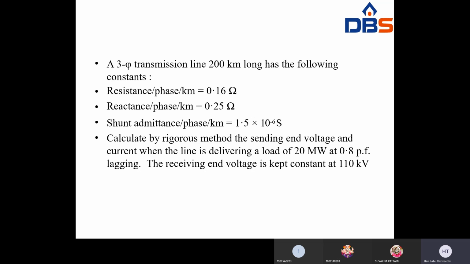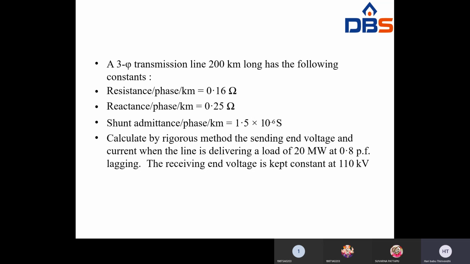Now the receiving end current. IR is equal to the given power, right? 20 megawatt, 20 into 10 power 6. Generally current is equal to power by voltage, right? So IR is equal to 20 into 10 power 6 by root 3 into 110 into 10 cube into power factor 0.8. P is equal to root 3 V I cos phi, from that I is equal to P by root 3 V cos phi. That is 20 into 10 power 6 by root 3 into 110 into 10 cube into 0.8. That is, the receiving end current is equal to 131 amperes.